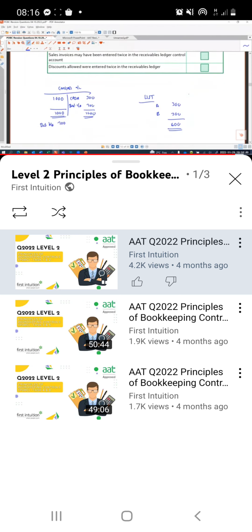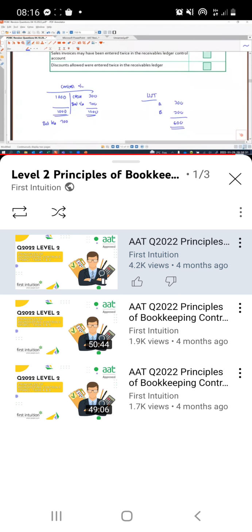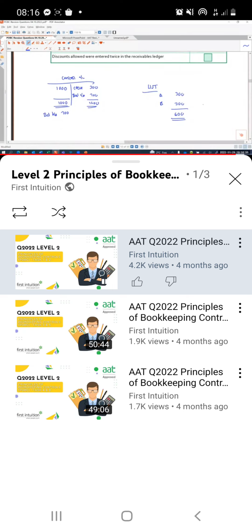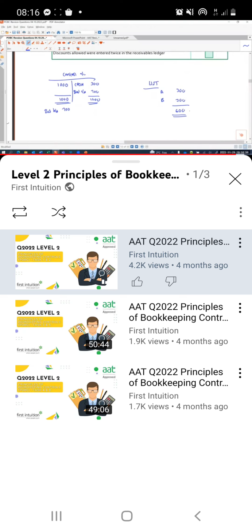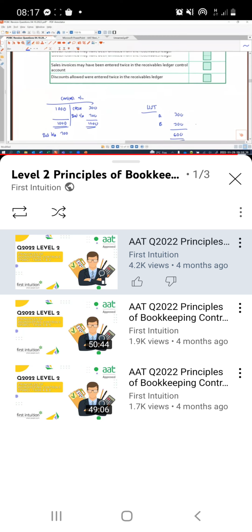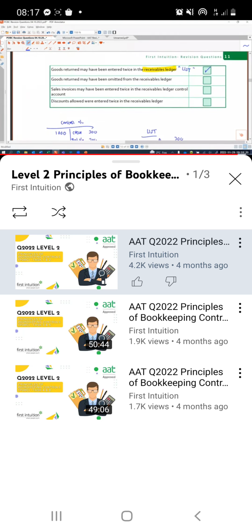So if goods were returned and then we process that return again, would that make the list balance smaller than the control? I think it would, because if I return goods, I would show that my customer owes less money, and then I accidentally process that return again, so the customer now owes even less money. So that would make the list balance too low. I think that is one of the correct answers, so I'm going to pick that one.